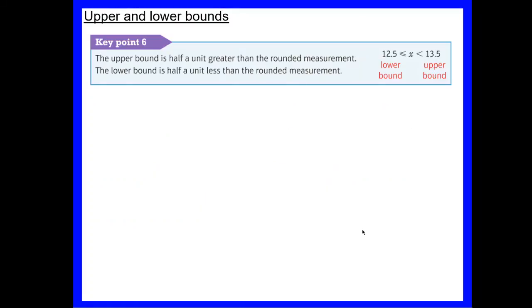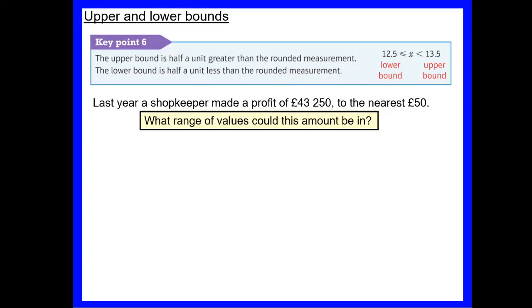All right then, so how do we use these error intervals? So when we have the higher value of an error interval, we call that the upper bound, and the lower value in our error interval we call the lower bound. So you will also hear them referred to as upper and lower bounds. So last year a shopkeeper made a profit of £43,250 to the nearest £50. What range of values could this amount be in?